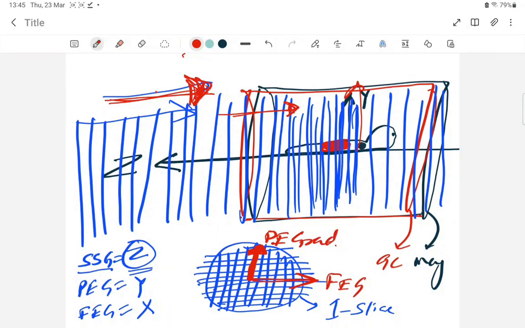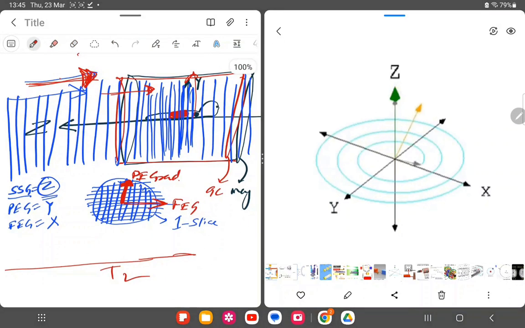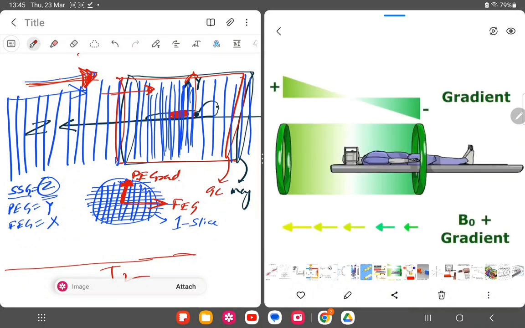Let me explain about this X, Y, and Z direction. I will show you one very good image I have. You can see the patient here. If you see the patient from the console, you can see a variation here: more field, less field, again a different field. So the field is varying. This is your gradient in one direction, and of course this is the Z direction.